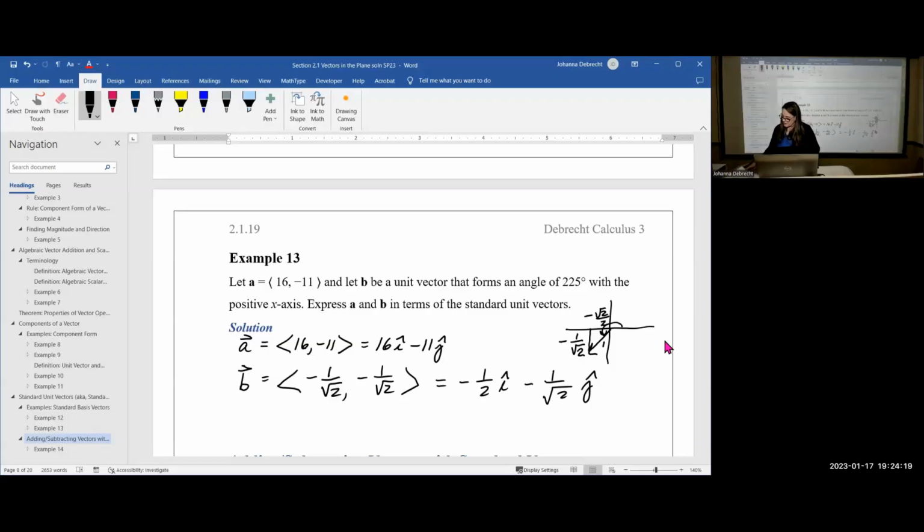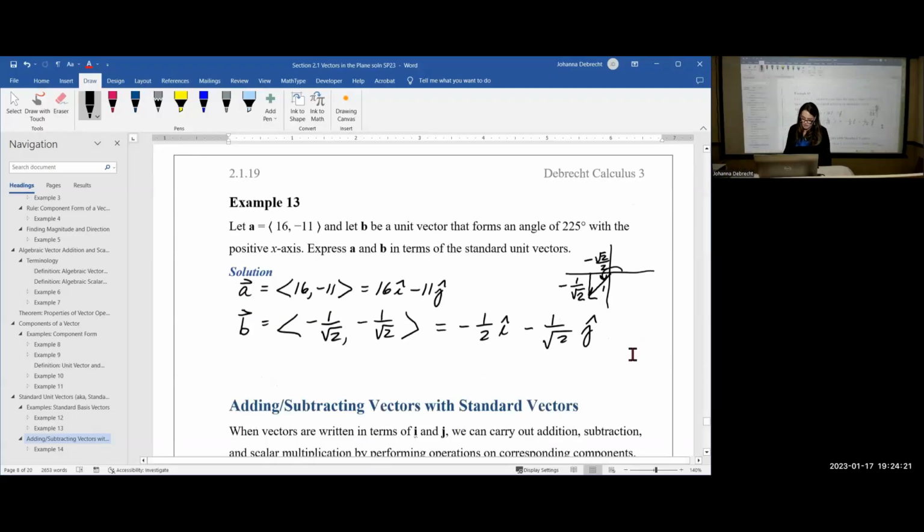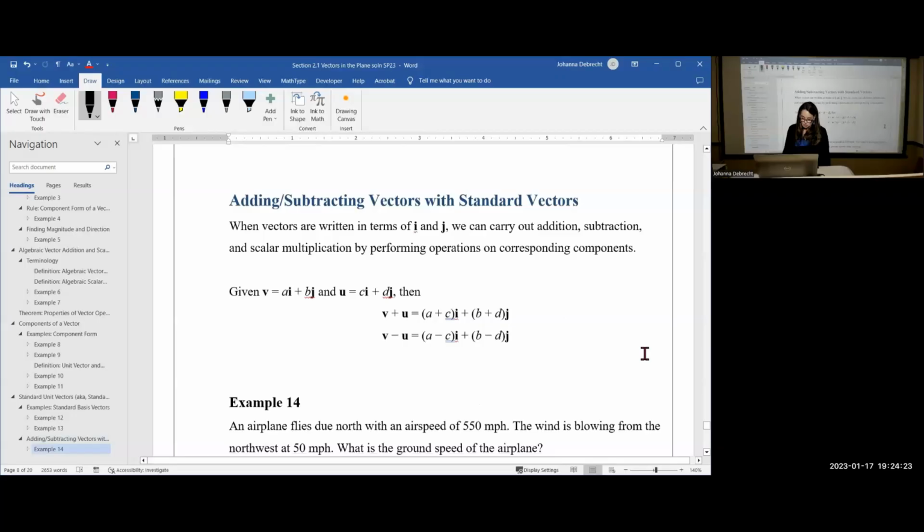Now, we do have adding and subtracting vectors using the standard vectors. So how do you add and subtract vectors? We were adding and subtracting vectors before, and we were doing it on the graph. We were doing it geometrically. But you can also add and subtract vectors by just adding and subtracting their components. And you can do it either in angle bracket form or in the standard unit vector form. You can do it either way. So let me show you real quickly an example of this.